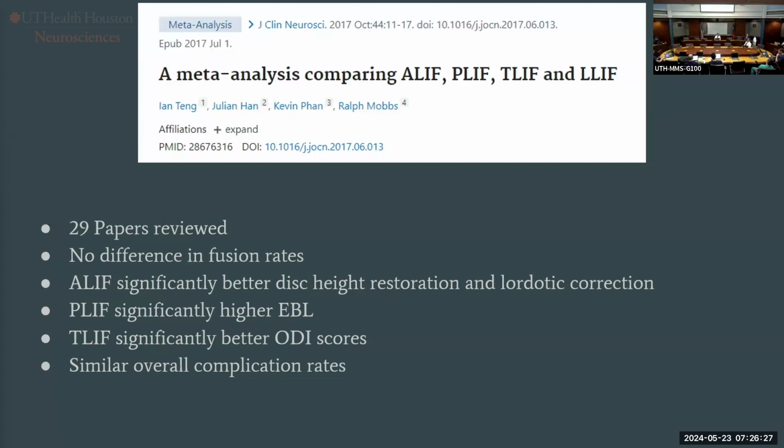Overall similar fusion rates. So even though the interbody grafts tend to be a lot bigger in the lateral and anterior approaches, the posterior approach seems to achieve a similar fusion rate. The ALIF, like mentioned before, is the best at restoring disc height and lumbar lordosis. PLIFs, which are the traditional PLIF, we don't really do here, or at least not on the neurosurgery side, had the highest EBL. And then interestingly, the best disability index scores came from TLIF.